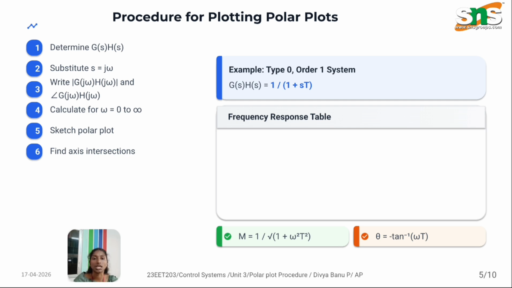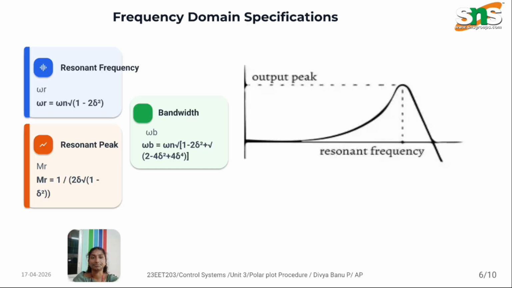So let us sketch the polar plot with the required values. Here also we deal with the resonant frequency, resonant peak and bandwidth. Here we have the maximum value, which we call the resonant peak. In the graph, the maximum output value is called the resonant peak and the frequency at that point we call the resonant frequency. So the three important frequency domain specifications are resonant frequency, resonant peak and bandwidth.